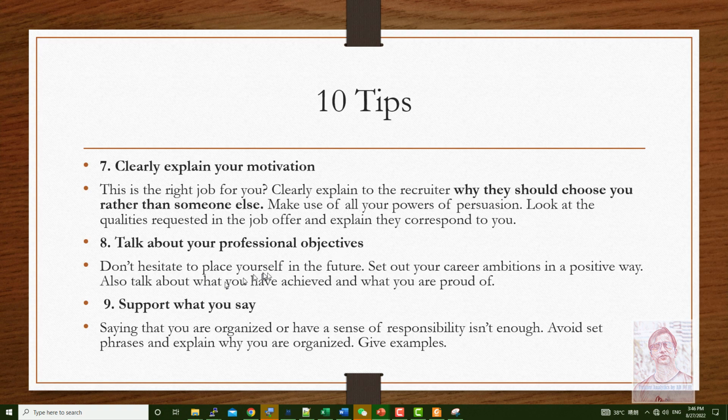Talk about your professional objective. What is your professional objective? For example, if you are applying for a master position, then you should mention that you are going to do a PhD later. And if you don't have a plan for a PhD, then you can say that you are going to do a job in that country or in a different country, etc. Then support what you say. When you say something, you should give some example or something which will support your motivation.